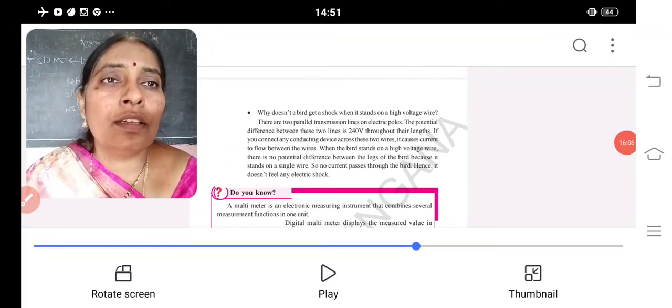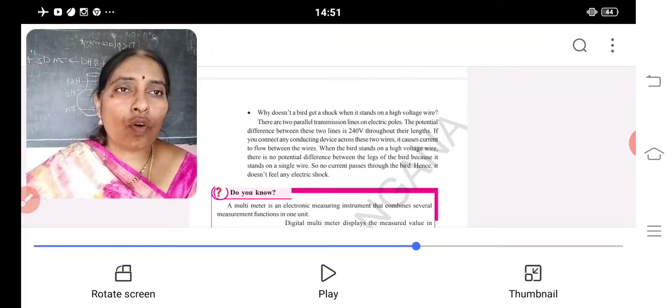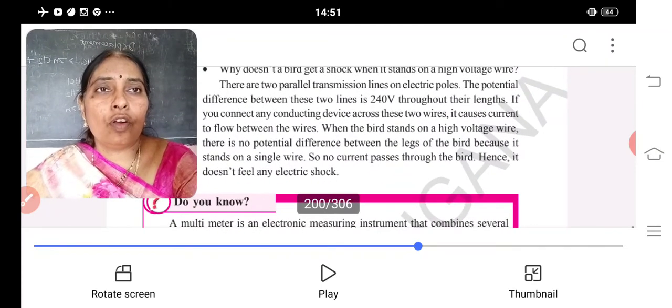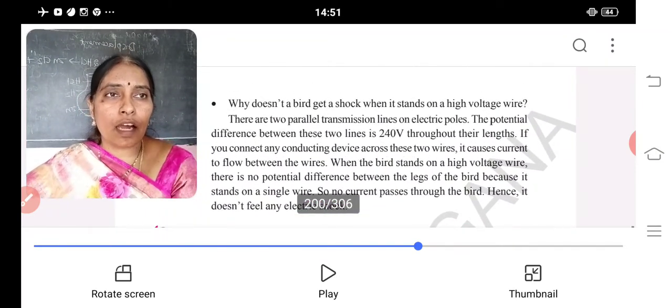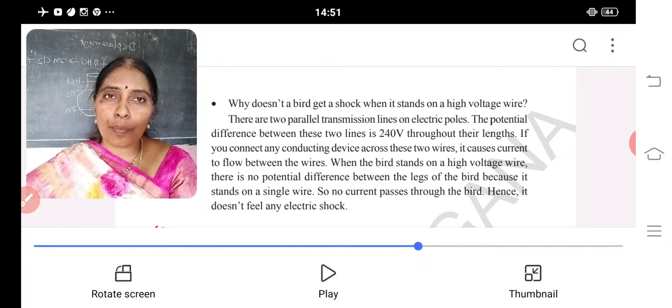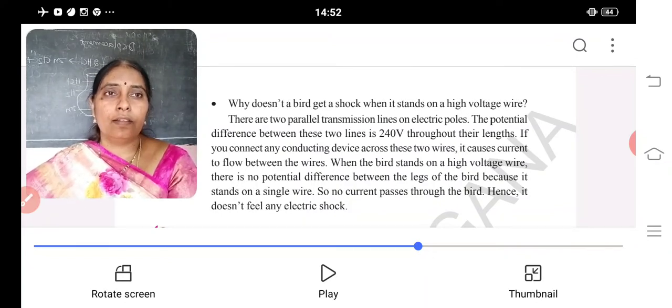Why does a bird not get a shock when it stands on a high voltage wire? Because there are two parallel transmission lines on an electric pole. If we check, two lines will come from that electric pole to your house. The potential difference between the two wire lines is 240 volts. These wires are said to be lines. So if we connect any conducting device across these two wires, it causes the current to flow.